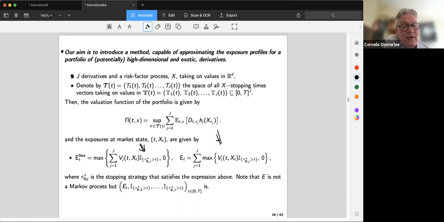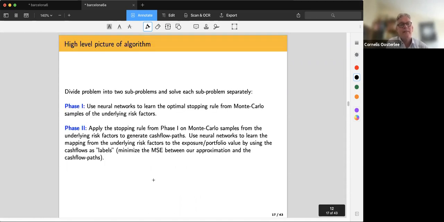This tau 0j star is the stopping strategy that satisfies the expression above. And that is this expression. E is not a Markov process, but E times the indicator function is in fact a Markov process. Now again, let's divide the problem into two sub-problems and solve each of these sub-problems separately.